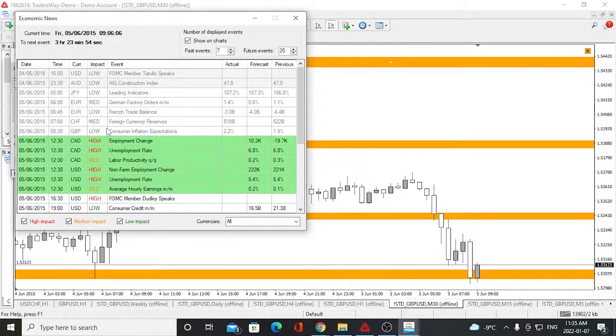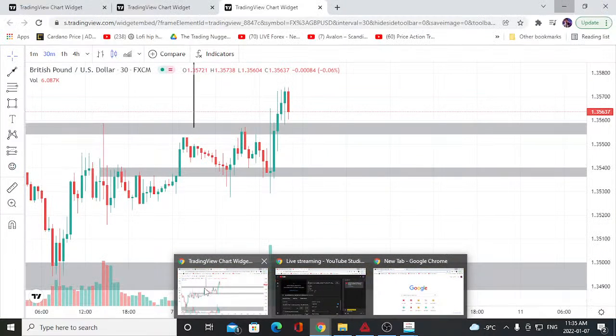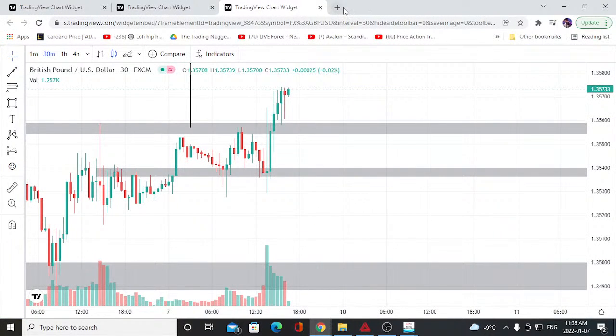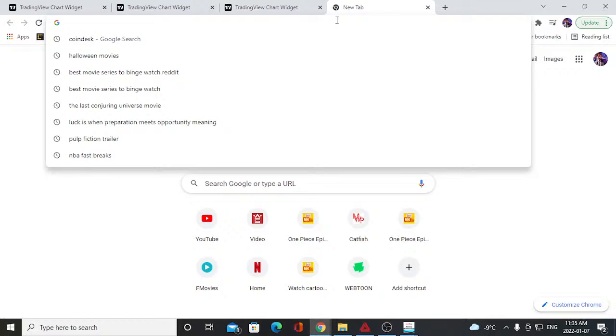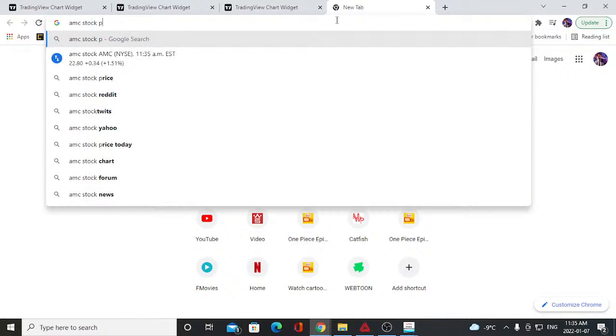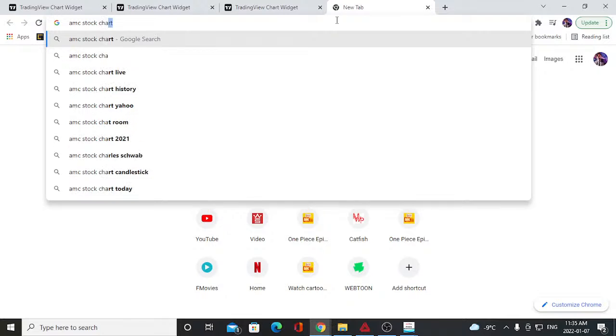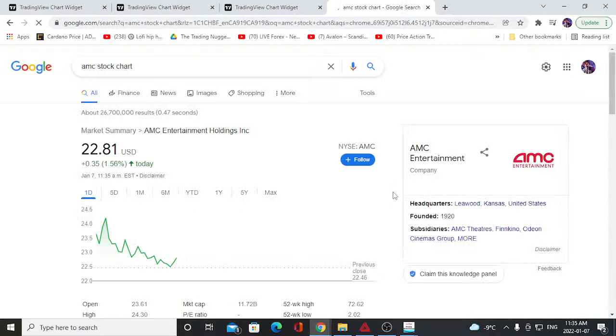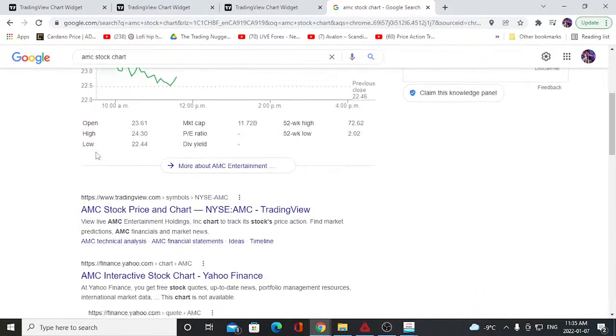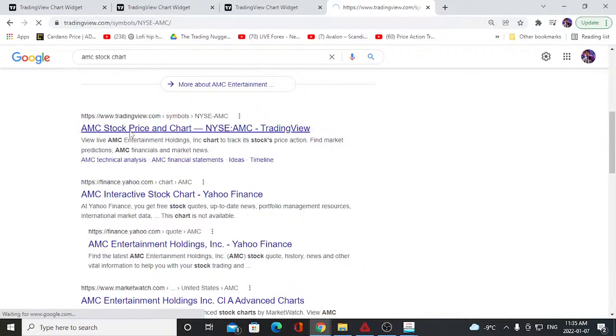That's all. And honestly, this particular concept can be used with a lot. So let me give you another example. AMC stock charts. Go to TradingView.